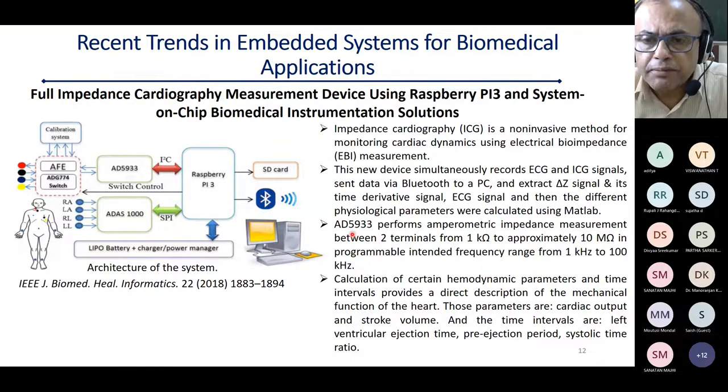As I told, the AD5933 performs the amperometric impedance measurement between the two terminals, from 1 kilo ohm to 10 mega ohm, in the programmable intended frequency range. The frequency range also you can vary from 1 kilohertz to 100 kilohertz using this dedicated chip, the AD5933. Using it, I can get the bioimpedance data.